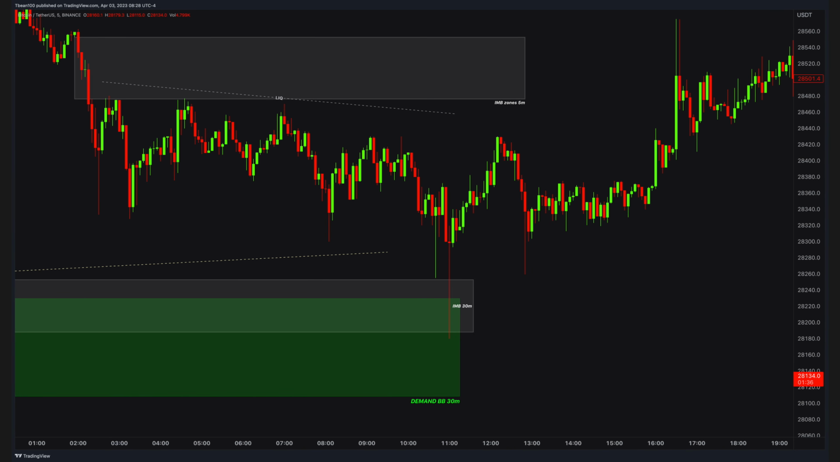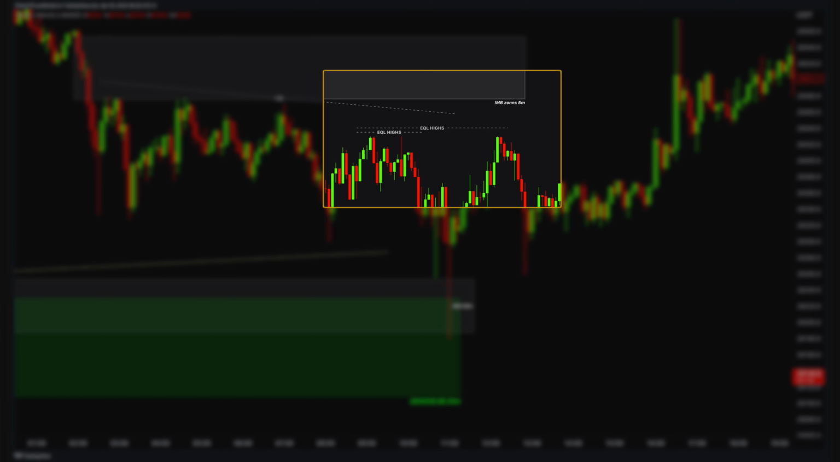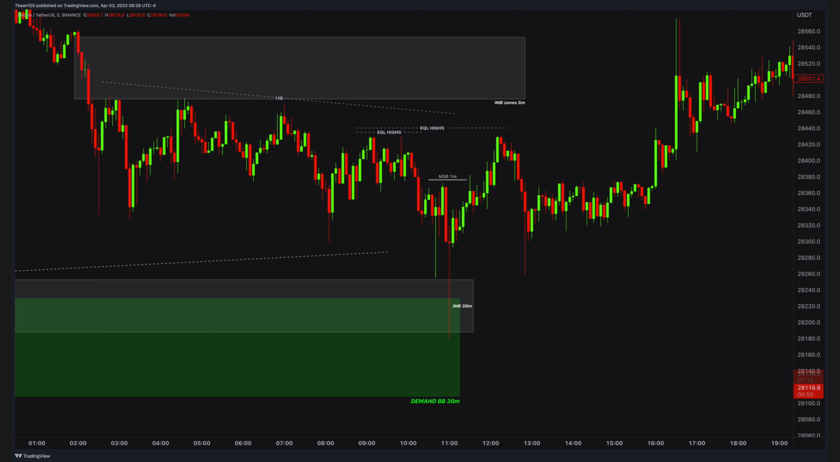Let's get back to the 5-minute chart and learn what happens. Notice my original equal highs are still intact. Moreover, equal highs are getting larger and like a straight line.